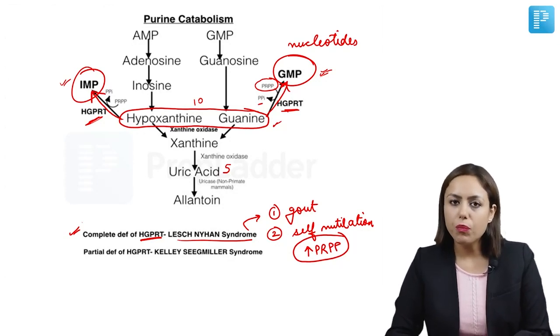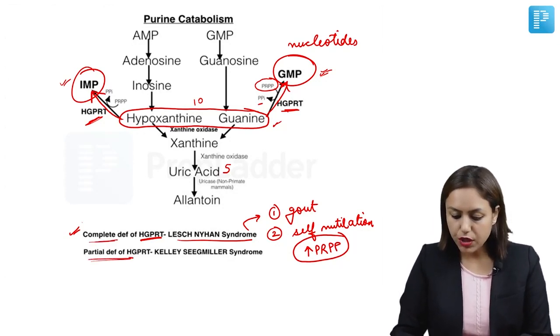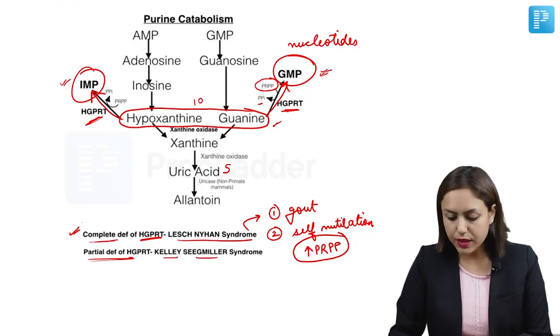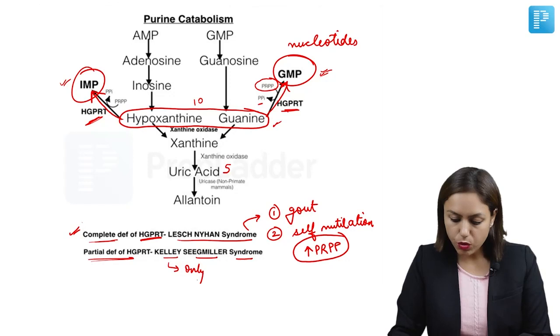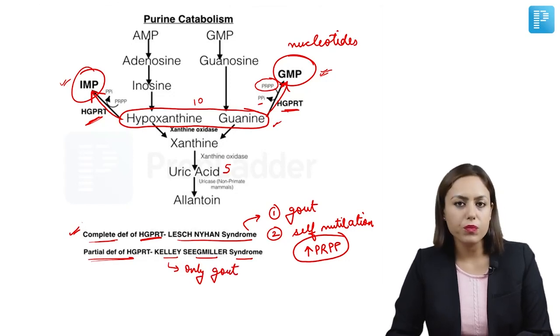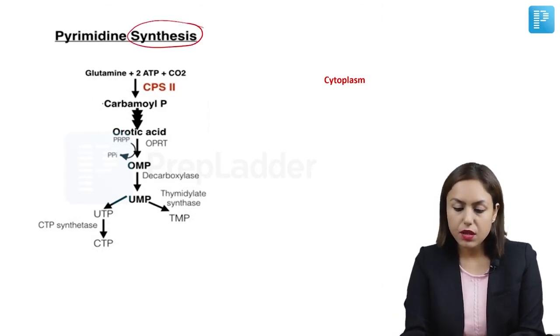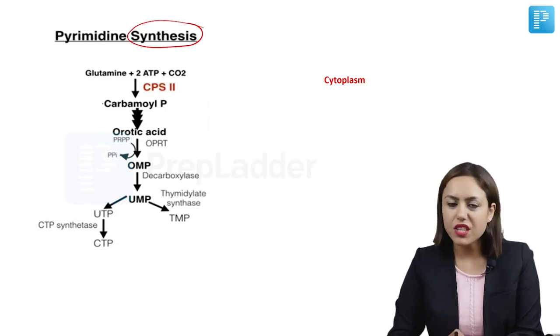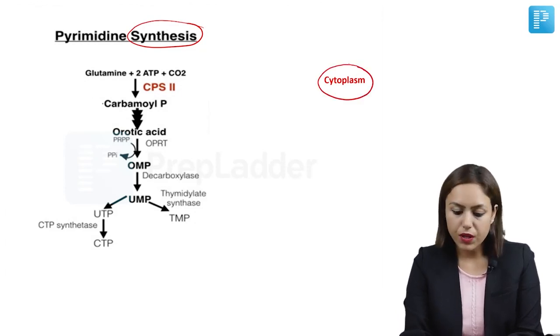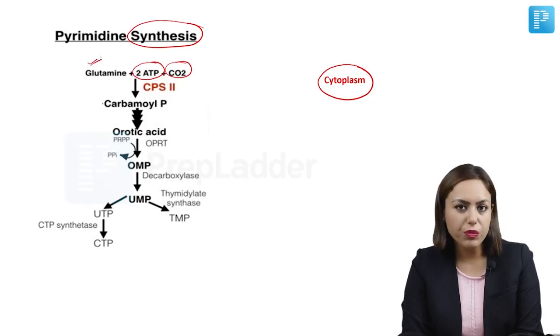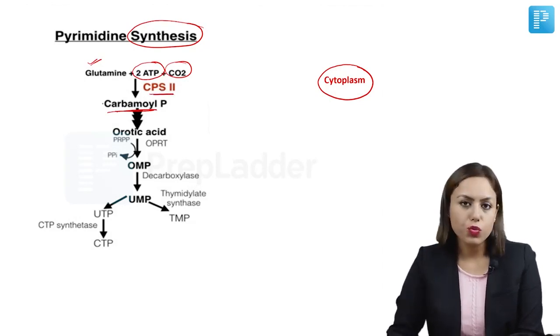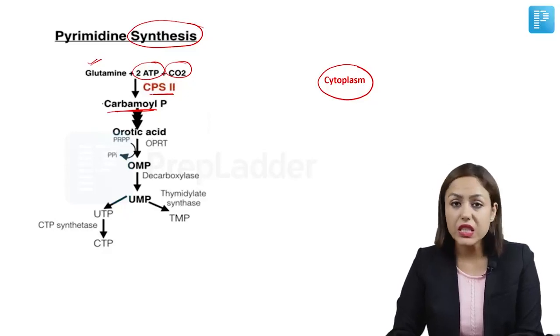So this was complete deficiency. Now partial deficiency of HGPRT leads to Kelly-Seegmiller syndrome. In this, patient has only gout, no neurological problem, right? So we are done with purines. Now pyrimidine synthesis. Pyrimidine synthesis pathway's first step is similar to urea cycle step, but it is occurring in cytoplasm, right? So 2 ATP plus carbon dioxide plus source of nitrogen is glutamine here, right? Leading to the formation of carbamoyl phosphate. Enzyme is CPS2, that is carbamoyl phosphate synthetase 2.